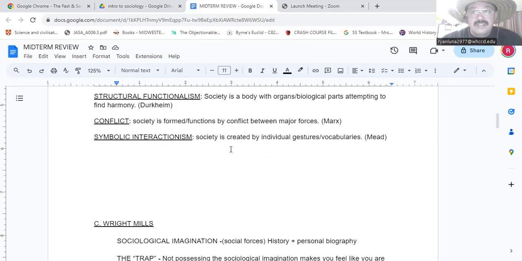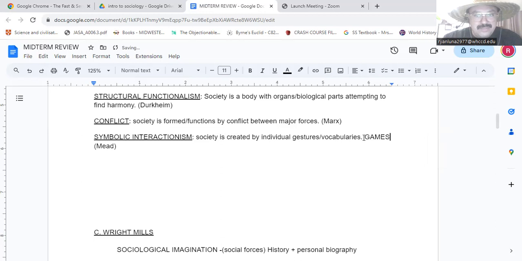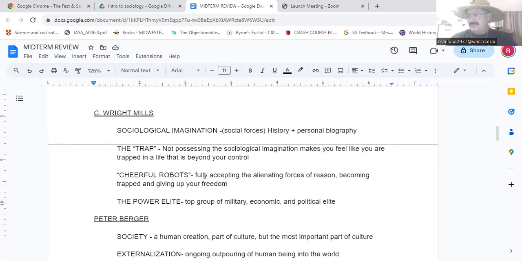Symbolic interactionism. We haven't even gotten into this. This is something that's not covered often, but I want you to think of games, playing hide and seek, tag. Society is created by individual gestures, vocabularies, games. Think of social development, right? If you play Candyland with your 2-year-old or 3-year-old brother or sister and they lose, they're not developed enough to abide by the rules. They'll flip the board over or try to cheat, right? Hide and go seek, you see kids hiding in very obvious places, or they're counting and peeking through their fingers, right? But these games are sort of symbols of different parts of society, how roles function and rules function. Okay, Mills, our first theorist.